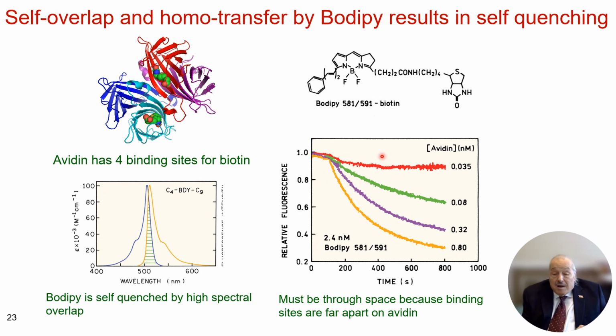And if you add different amounts of the avidin to the BODIPY solution, you see the fluorescence going away as the probe is binding to the protein. So that's the self-quenching that occurs, and it must be a through space interaction, at least in this case, because the BODIPY groups are held far apart by the distant binding sites on the avidin molecule.